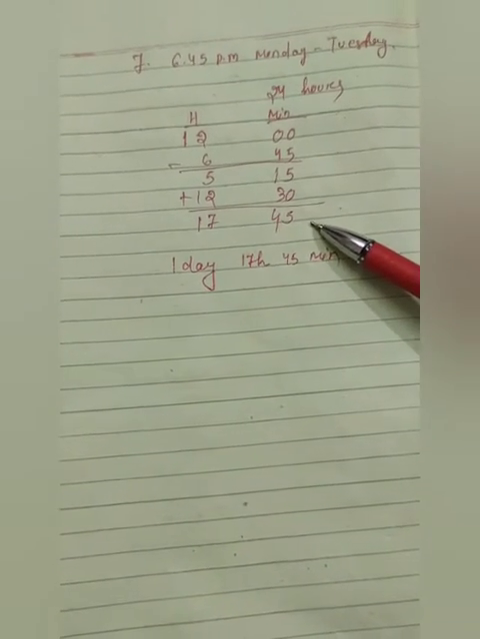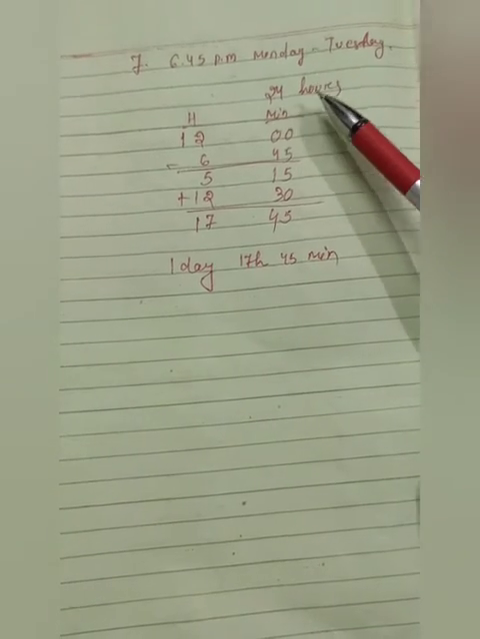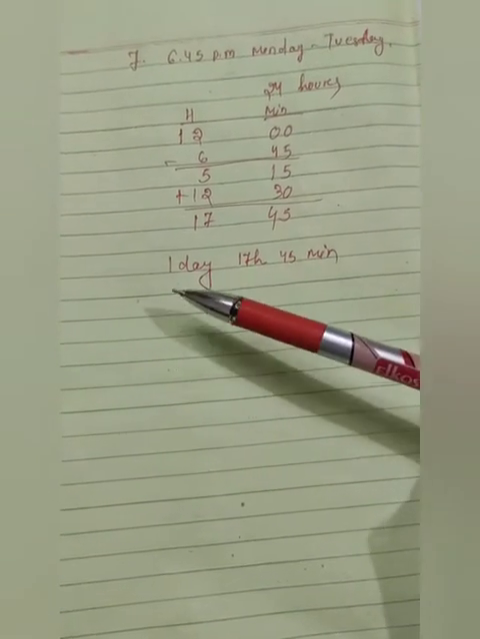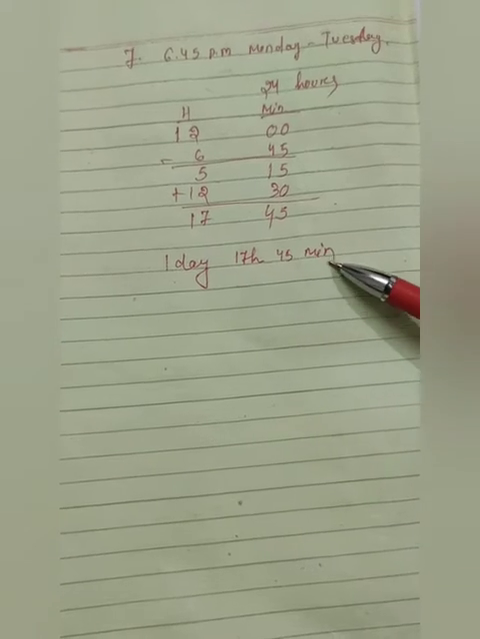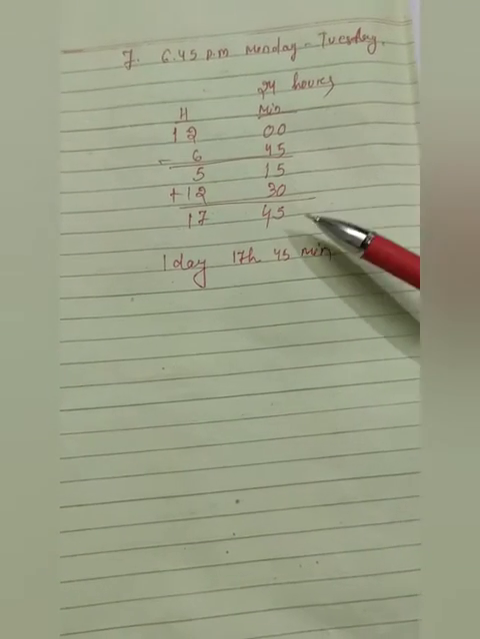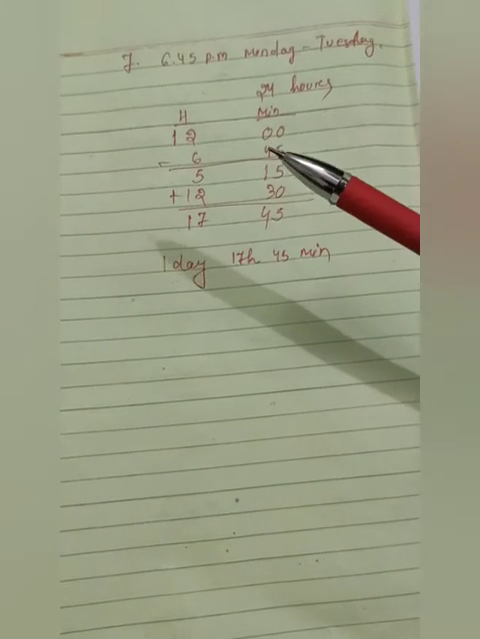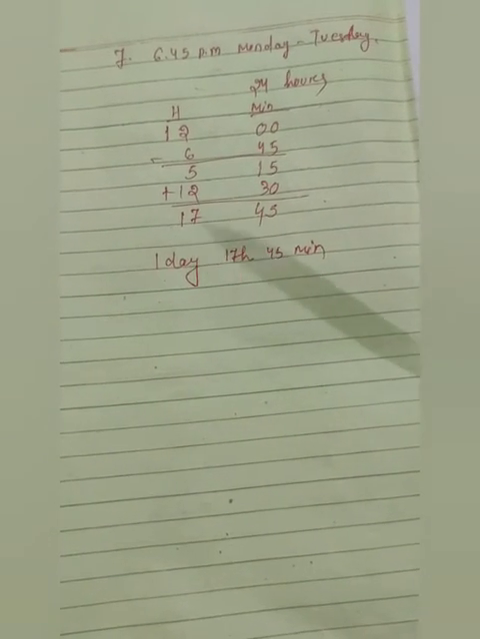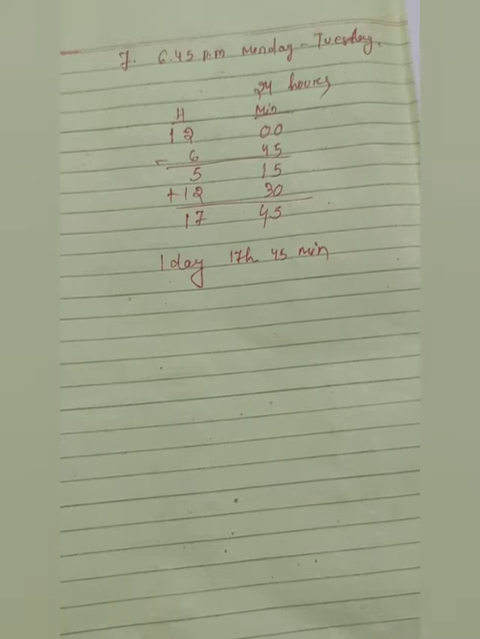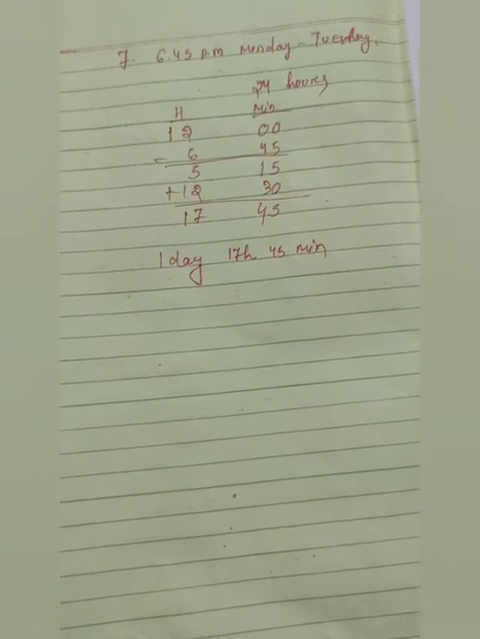So the duration of the journey is 24 hours, which means 1 day, and 17 hours 45 minutes. Otherwise you can say, if you add 24 hours plus 17, that is 41 hours 45 minutes.